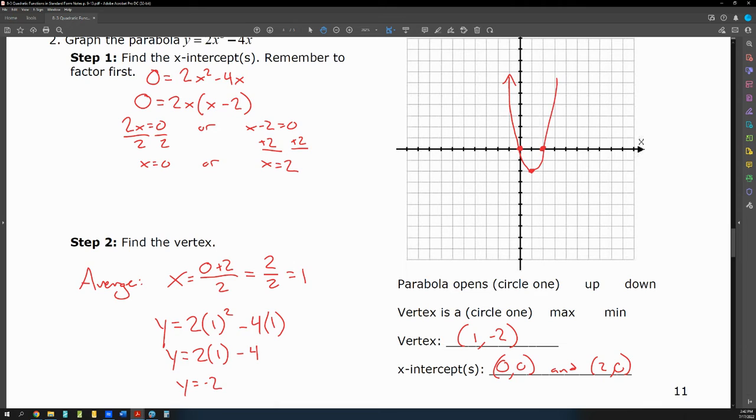So go ahead and draw that graph. Remember, we don't want it to come to a point or a corner at the vertex. We want it to be nice and rounded. This parabola opens upward where the vertex is a minimum. Okay.